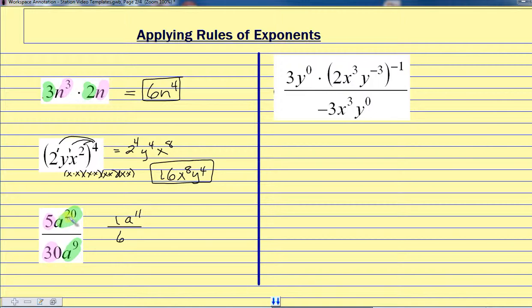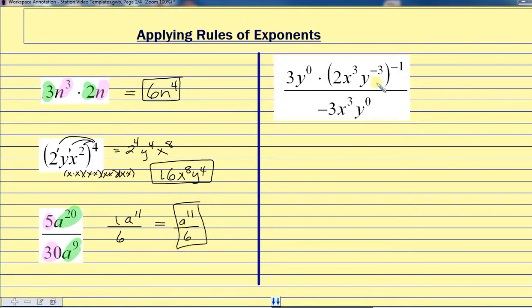Whatever you get when you do top minus bottom, you put it on top. And if it had come out as a negative power, we would have had to move it later. So we can leave this one invisible. If there's something else on top with it, it can be invisible. So the most simplified version would look like a to the 11th power over 6.